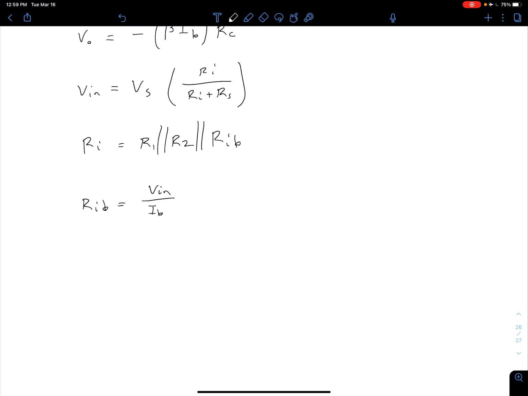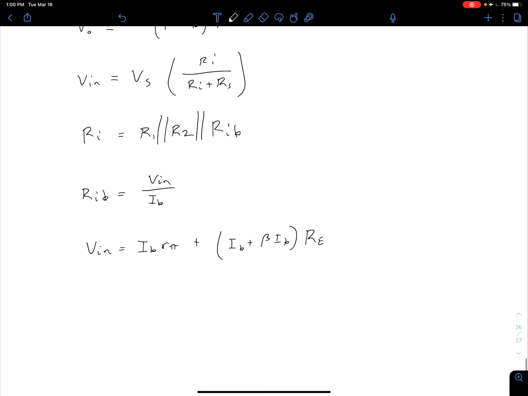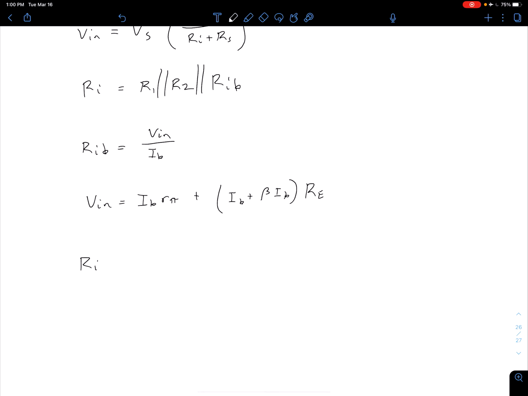So putting all of that together, we say that our VN is equal to IB times r pi, so that's the voltage across our r pi, plus the current in our RE, which is IB plus beta IB, times that emitter resistor RE. If we combine that with this previous equation for RIB, the IB value just goes out. So we're left with r pi plus 1 plus beta times RE.